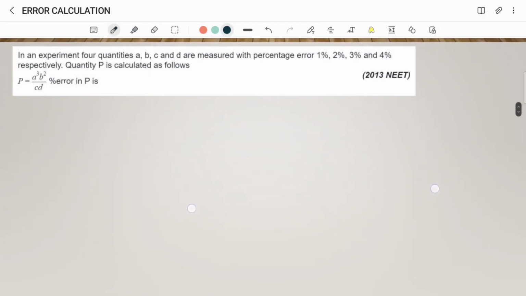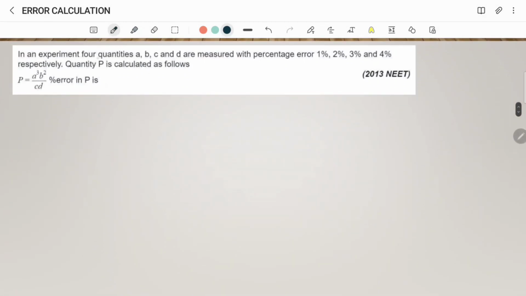This is the first problem. It was asked in NEET 2013. In an experiment, 4 quantities A, B, C, D are measured with relative percentage error of 1%, 2%, 3% and 4% respectively. Therefore, we know that delta A by A is 1%. Similarly, for the quantities B, C and D. Now, they want us to calculate the error in the quantity P, which is A cube B square by C into D. They want us to calculate the percentage error.